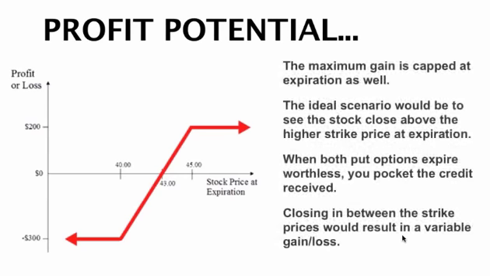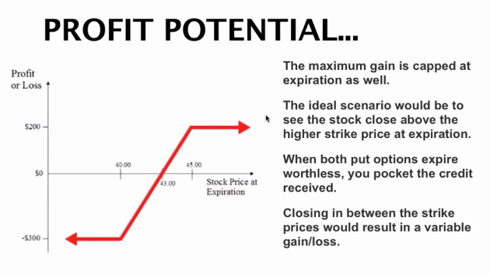So if we talk about profit potential now, we also notice that the top half of our profit loss diagram is also flat, meaning it's capped to the upside, it doesn't continue on in perpetuity. The maximum gain on these is capped. The ideal scenario would be to see the stock close above the higher strike price, so anywhere from 45 higher, in which case both put options expire worthless and you pocket the credit.